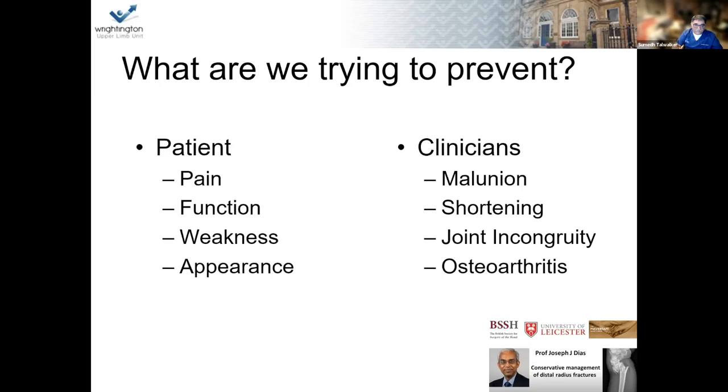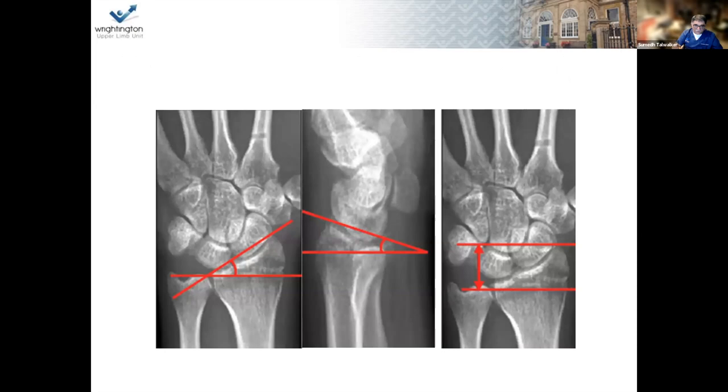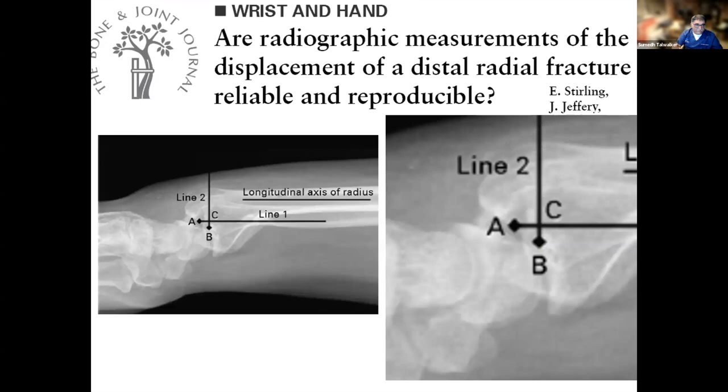There is some consensus, however, with some of the radiological indices, and we'll run through these very quickly, with the radial inclination, the volar tilt, and the radial variance, as well as indices surrounding the step and the gap. And we often use these figures for the purposes of describing distal radial fractures. But how useful are these indices really in real life?